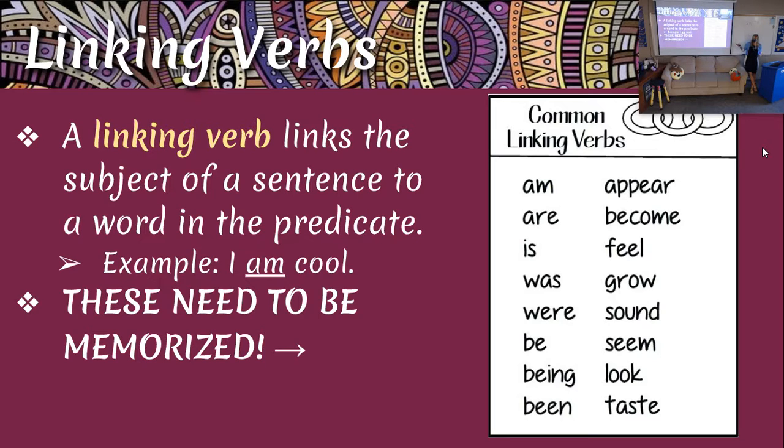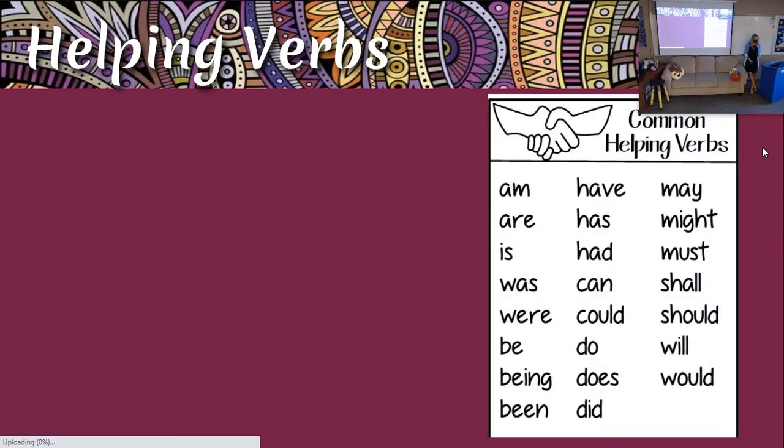Grow or grew. Seem or seemed, seems. Taste, tasted. Okay, so you can have different tenses and have it still be a linking verb. So just be aware of that with this second column. The first column, you'll just see them as it is written. Okay? All right, helping verbs is next.